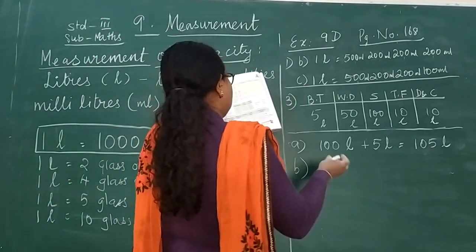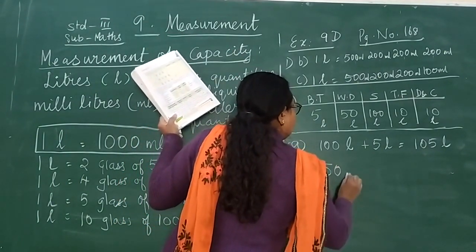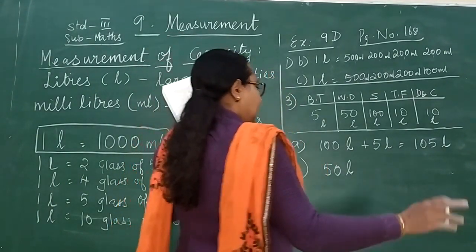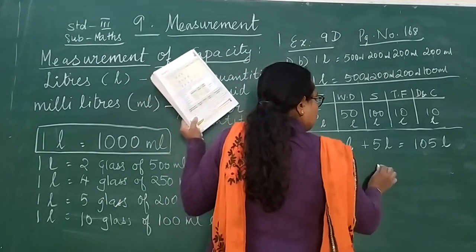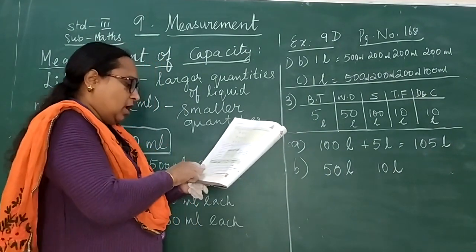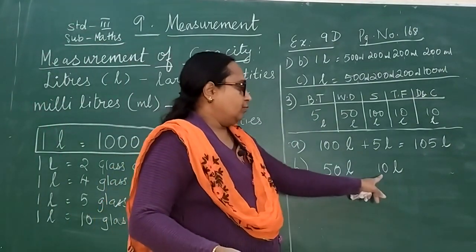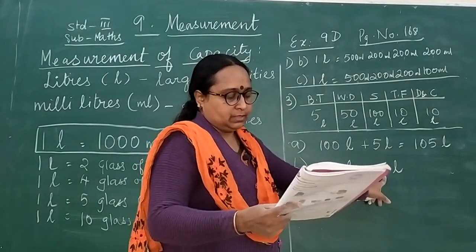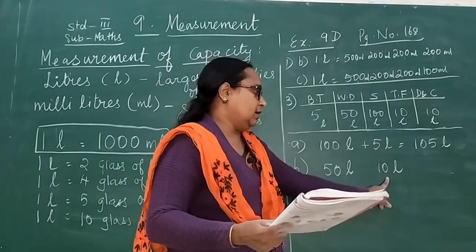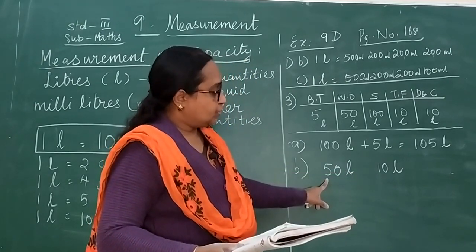Use for washing dishes. Washing dishes, how much is the person using? 50 liter. And for drinking and cooking, he uses 10 liter. So now they have asked how much more water we use to wash dishes than for drinking and cooking. Drinking and cooking is 10 liter. So how much more is used for washing dishes?